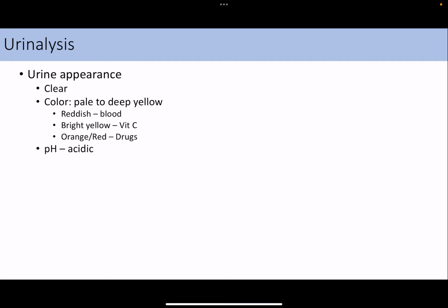If your urine is orange or red, it could be due to certain types of drugs. I know that there is a UTI medication that can make your urine an orange color. So certain drugs can make your urine a different color than it should be. The pH of the urine is acidic, so the pH of your urine should be around 6. And so when we do the urinalysis, we test for what is not expected in the urine.